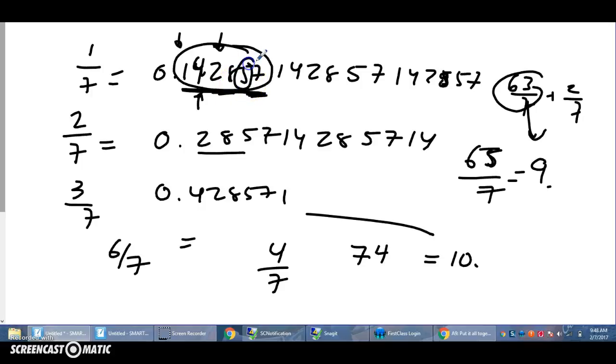1, 2, 4, 5. Okay, so it's going to start here. So it'll be 0.5714285714.